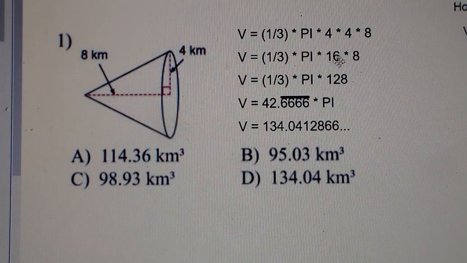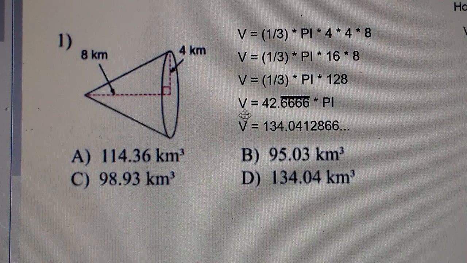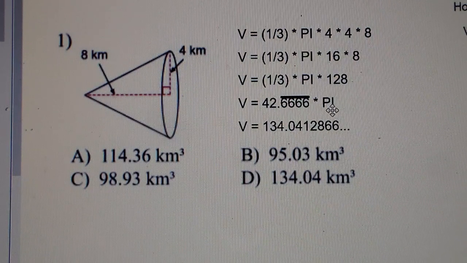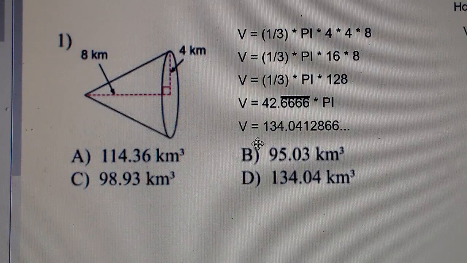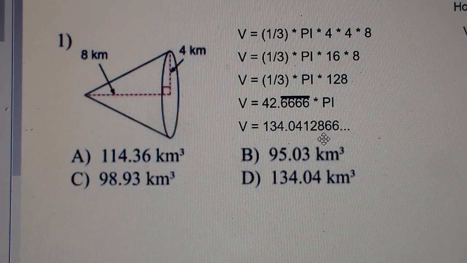Then we simplify. 4 times 4 is 16. 16 times 8 is 128. So volume is 1/3 times pi times 128, that'll get you 42.6 bar notation times pi. Then we multiply that out, and we get a volume of 134.0412866..., an irrational number.